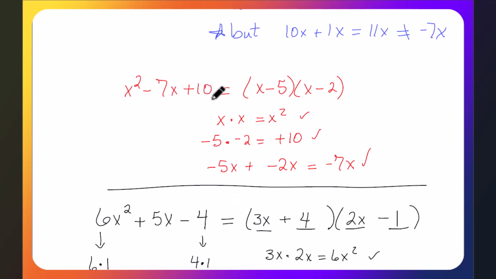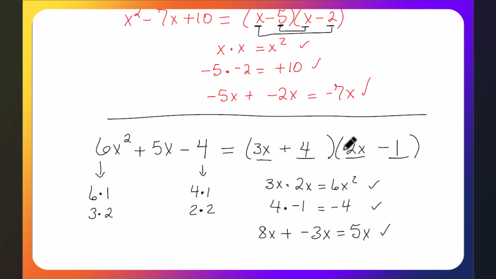All right, what if I try to factor it in a different way? Well, let's see. X times x, x squared. A minus 5 times a minus 2, yes, that is a plus 10. And now if I look at the middle and the outside, I would have a minus 5x, and I'm adding that to a minus 2x, and I do get the minus 7x.